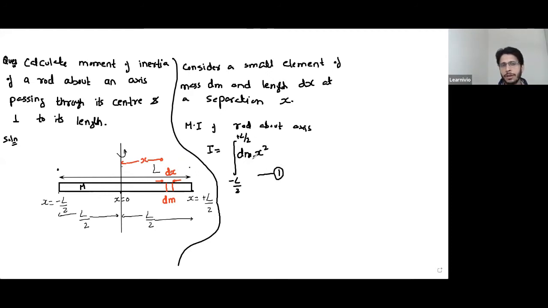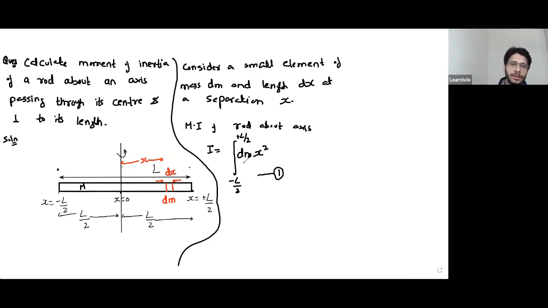Is this integral solvable? No, sir. Why not? Sir, because dm is the small mass, whereas x is the distance of separation. Yes, exactly. One is x and another is dm. To integrate it, you need a single variable. Either dx with x square, or it would be better if you can replace this dm with dx. So for integration, you need one variable.